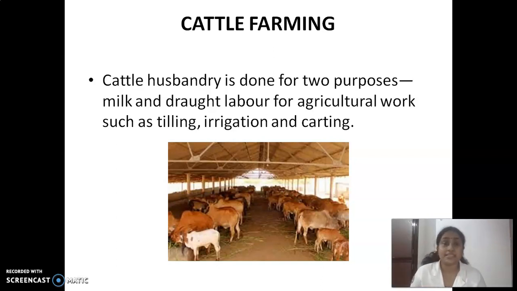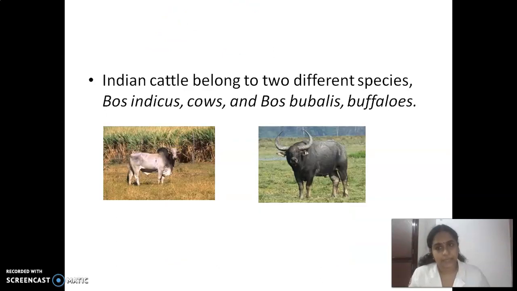Cattle husbandry is done for two purposes, milk and draft labor for agricultural work such as tilling, irrigation and carting. Indian cattle belong to two different species, Bos indicus cows and Bos bubalis buffaloes. Here the diagrams are given. This is Bos indicus, this is Bos bubalis.